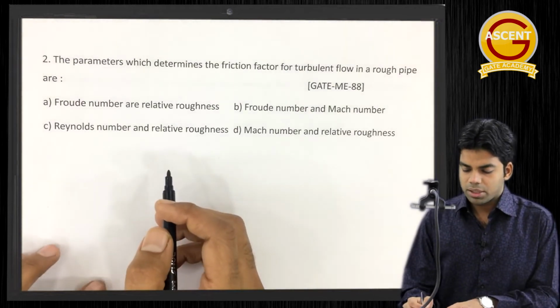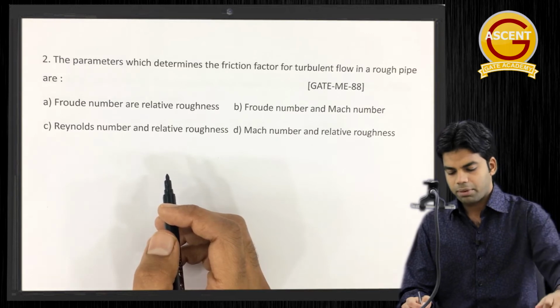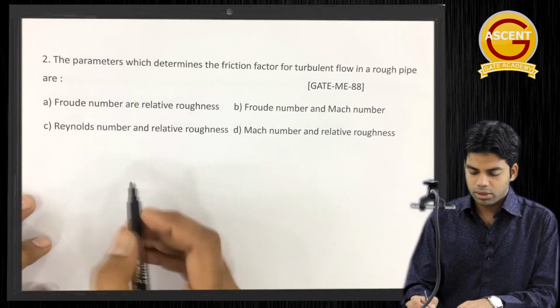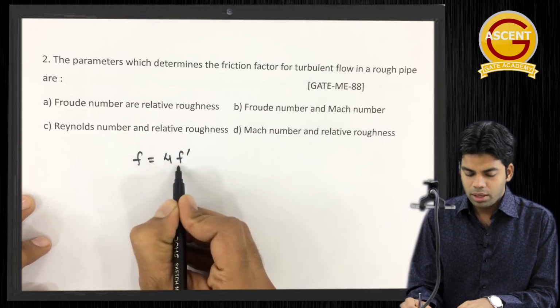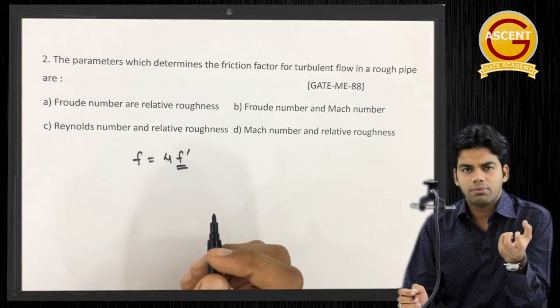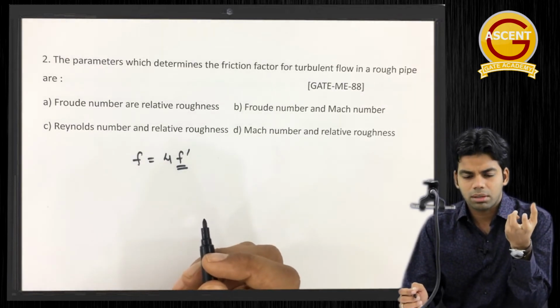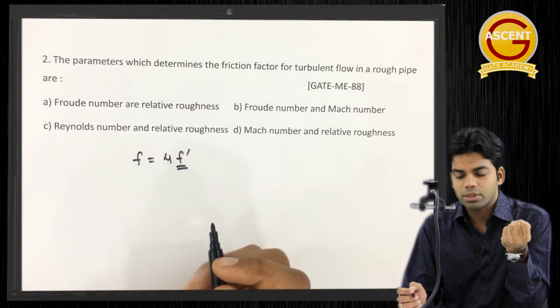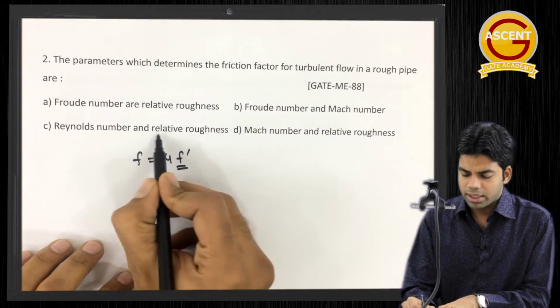The parameters which determine the friction factor for the turbulent flow in a rough pipe are? Okay, so for turbulent flow, as I told you, the friction factor f is equal to 4 into f dash, where f dash is the coefficient of friction. Coefficient of friction obviously will depend on the surface finish, or you can call it the roughness of the surface. Obviously it depends on the relative roughness.